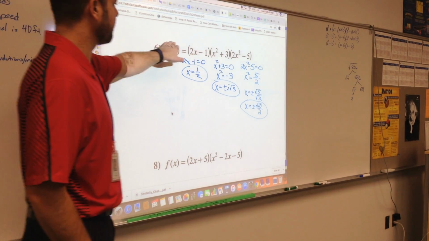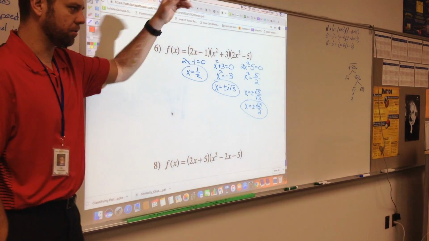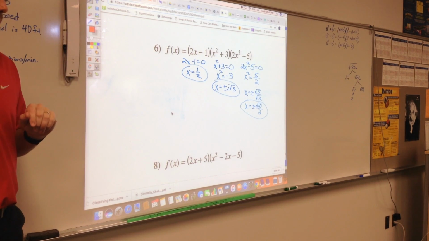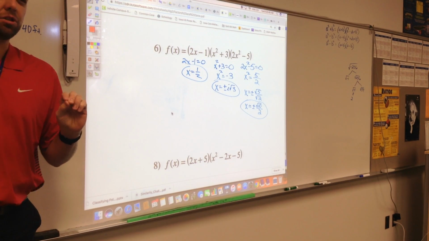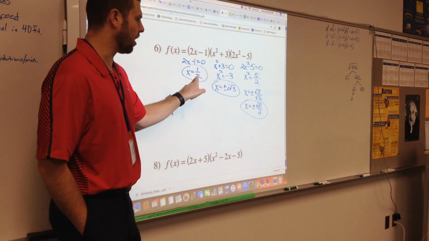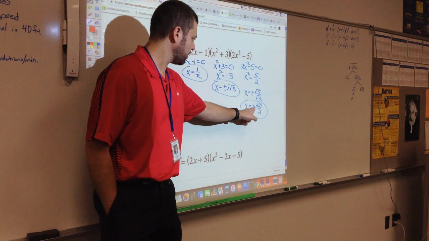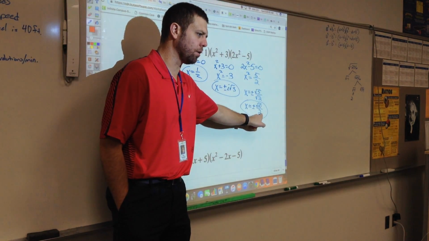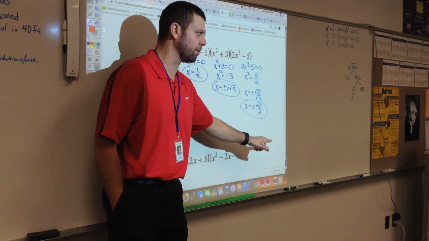If you were to graph this polynomial on Desmos, how many times would you see it cross the x-axis? Careful. 3 times. You'd see it cross here. You'd see it cross at positive radical 10 over 2.